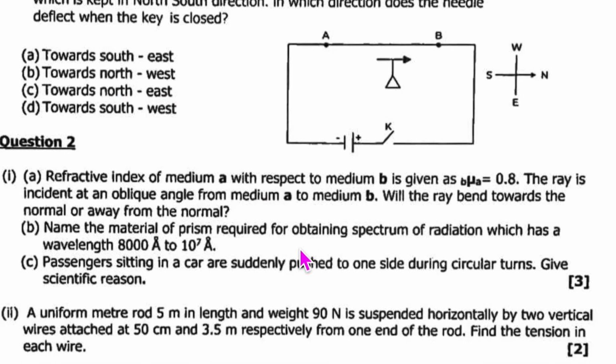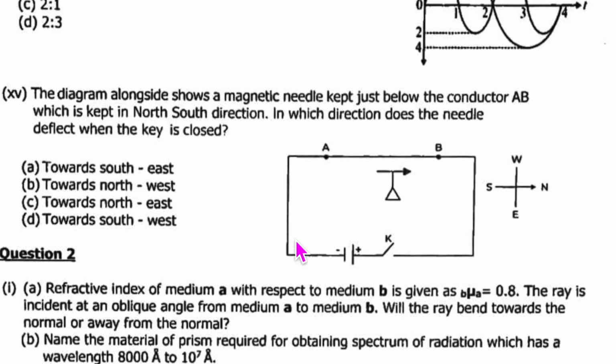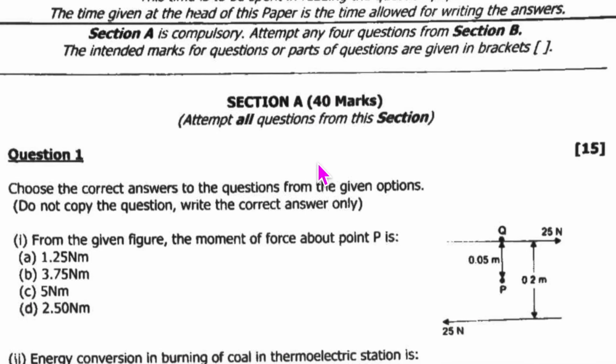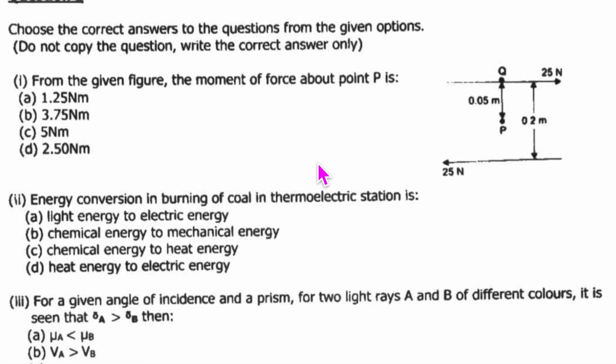So we finished our question number 1 and question number 2 onwards we will do next time. This was the prelim 2 paper and let us see how we start this physics paper with question 1. The first question will be a 15 marks MCQ.